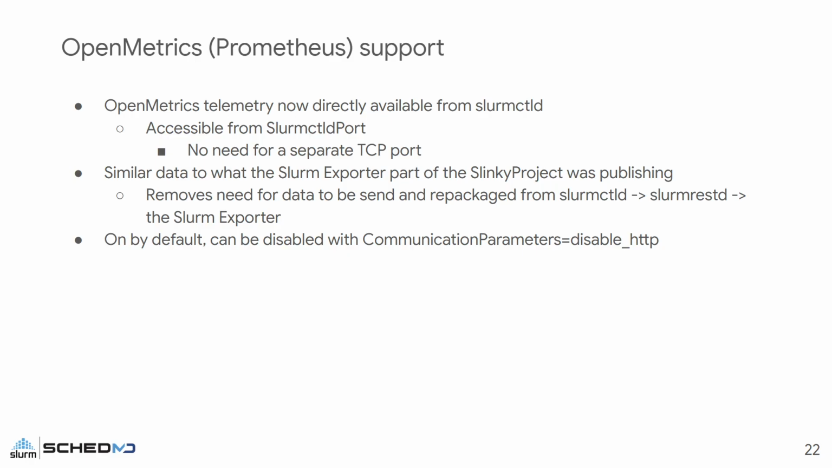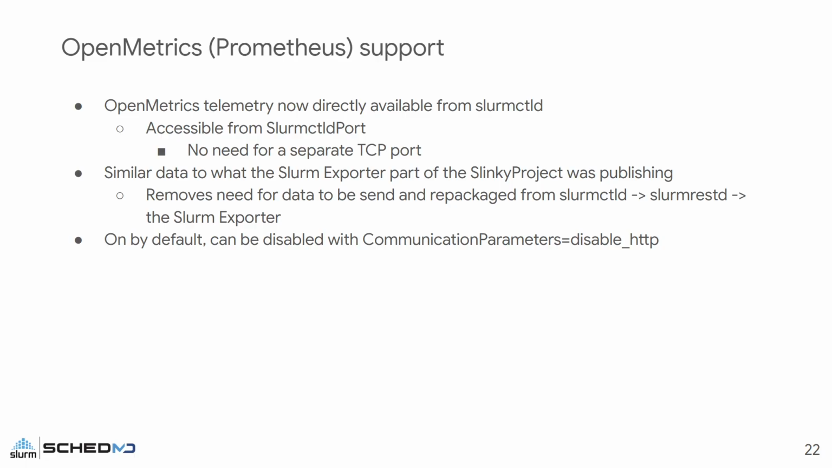One long-standing request, and something that had been solved in a lot of different ways in the community, and also by SchedMD for the Slurm exporter part of the Slinky project, was providing OpenMetrics, aka Prometheus support, directly for Slurm. We had been shipping what we called the Slurm exporter, part of the Slinky project. The Slurm exporter had to go request data from the Slurm control plane through the Slurm REST API to then translate it again. Instead, we now have native support for exporting OpenMetrics directly out of the controller.